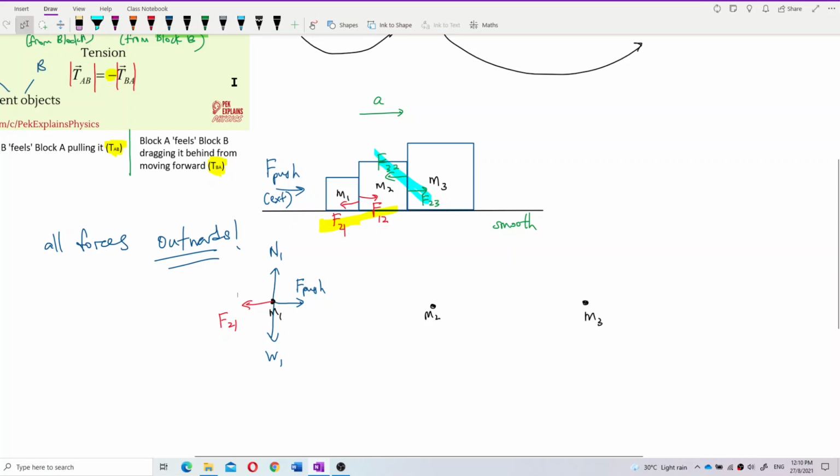So acceleration also you must write beside. Acceleration you must write beside the dot, like that. Okay. Now look at mass 2.